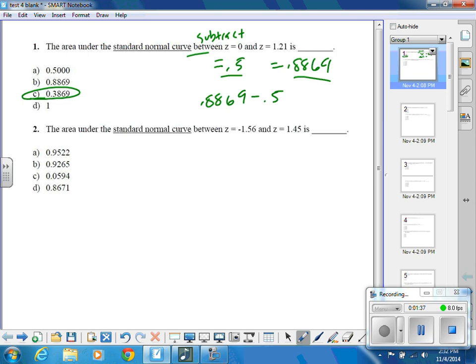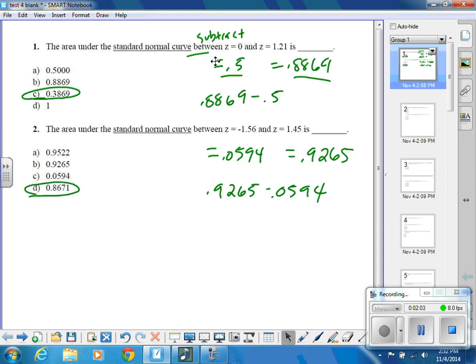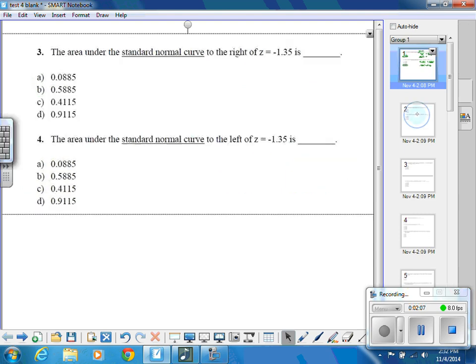The next one is the exact same way. So I look up z equals negative 1.56 in the back of the book, and I get 0.0594. Then I look up 1.45 in the book, and I get 0.9265. From there, I subtract them again. It's the bigger one minus the smaller one, okay? And this ends up giving me letter D.